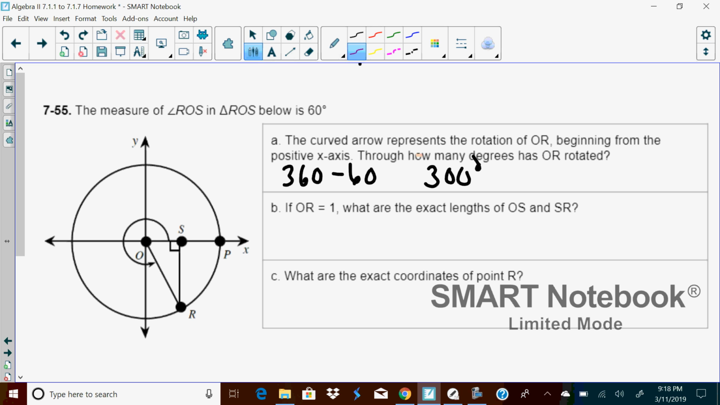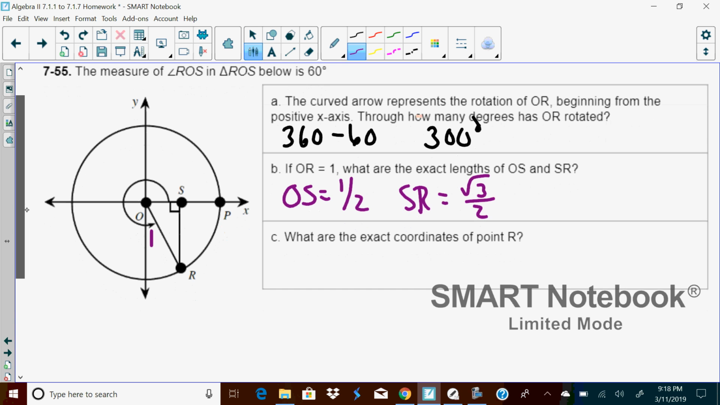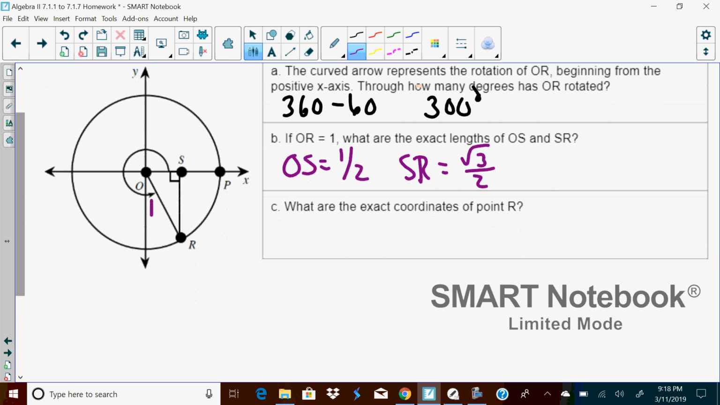So it says if QR is 1, what are the exact values? So it's a 30, 60, 90 right triangle. So OS would be 1/2. And then SR would equal the square root of 3 over 2. So then it says, what are the exact coordinates? So it would be 1/2, comma, negative square root of 3 over 2 because of where it is on the circle.